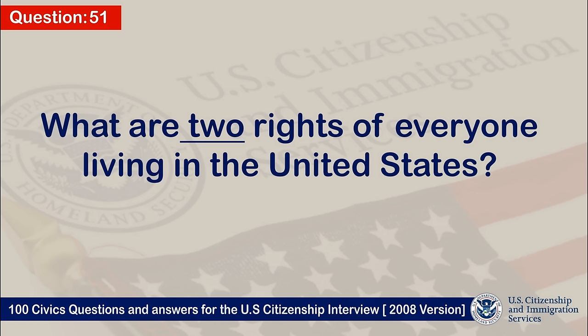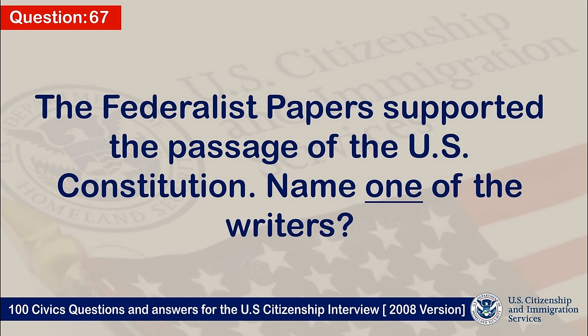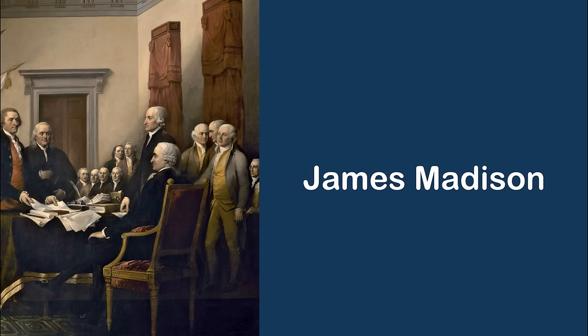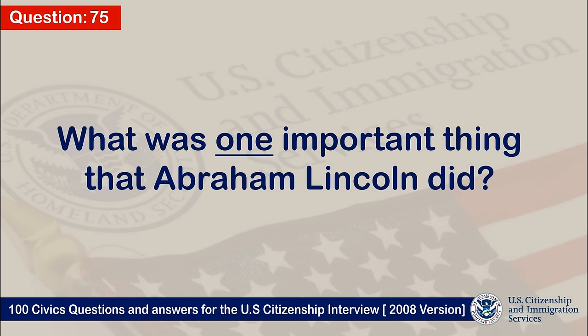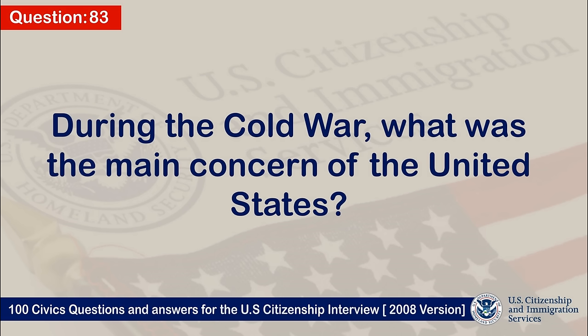What are two rights of everyone living in the United States? Freedom of speech. Freedom of religion. The Federalist Papers supported the passage of the U.S. Constitution. Name one of the writers. James Madison. What was one important thing that Abraham Lincoln did? Freed the slaves. During the Cold War, what was the main concern of the United States? Communism.